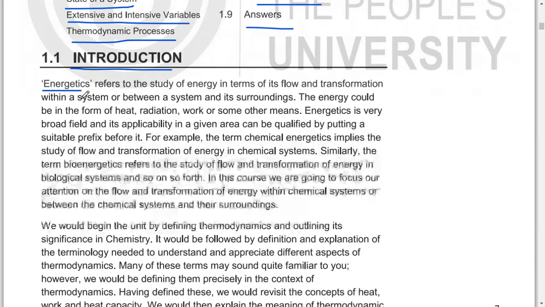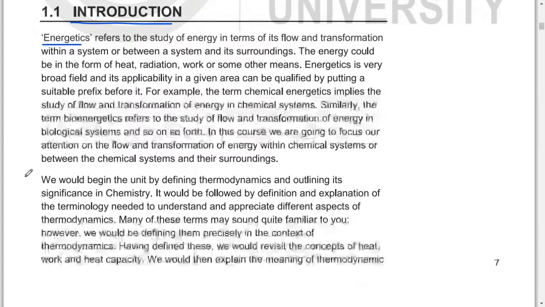Energetics is a very broad field and its applicability in a given area can be qualified by putting a suitable prefix before it. For example, the term chemical energetics implies the study of flow and transformation of energy in chemical systems. Similarly, the term bioenergetics refers to the study of flow and transformation of energy in biological systems, and so forth. In this course, we are going to focus our attention on the flow and transformation of energy within chemical systems or between the chemical systems and their surroundings.